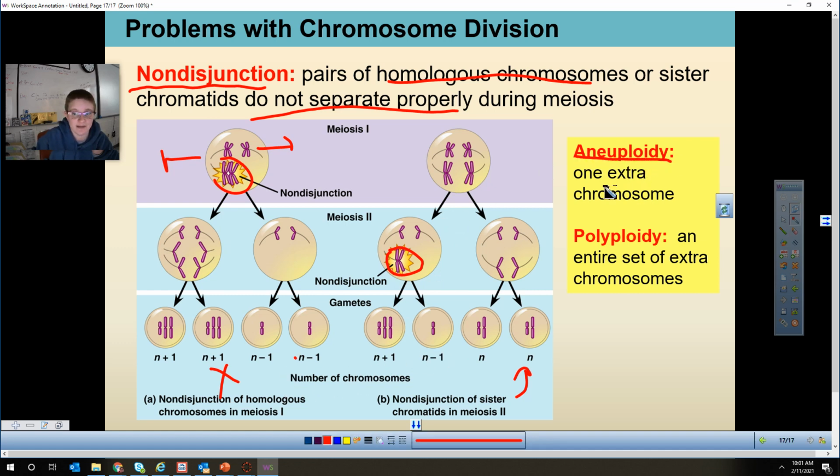Okay, so you can have aneuploidy. Everybody please say aneuploidy. Aneuploidy is where you have one extra chromosome. This is aneuploidy. Okay, so those are all forms of aneuploidy.